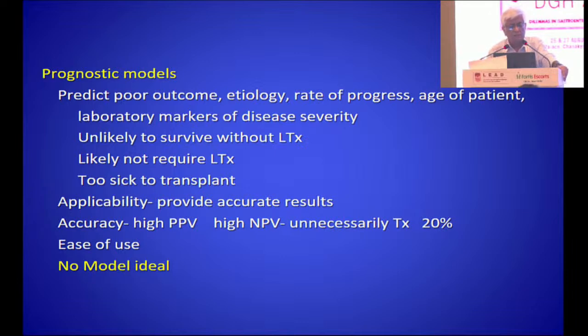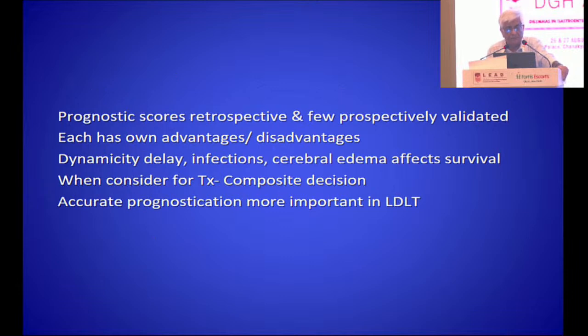And for this, prognostic models have come up over the years. These prognostic models should be easy to use, and they should have a high accuracy. That means a high positive predictive value and a high negative predictive value. Unnecessary transplants in acute liver failure have been shown to be done in about 20% of cases, and there is no ideal prognostic model for these patients. Most of the prognostic scores are retrospective, and very few of them are prospective. And each of these prognostic scores has its own advantages and disadvantages.